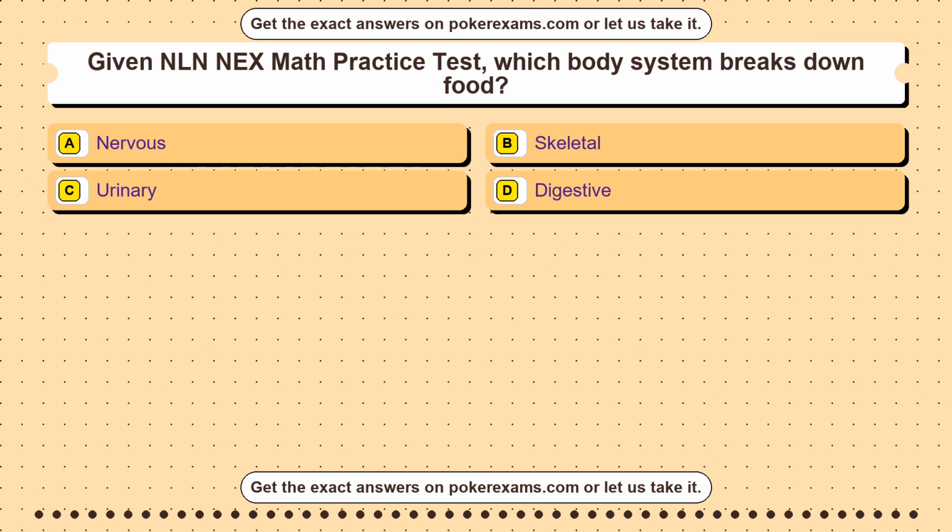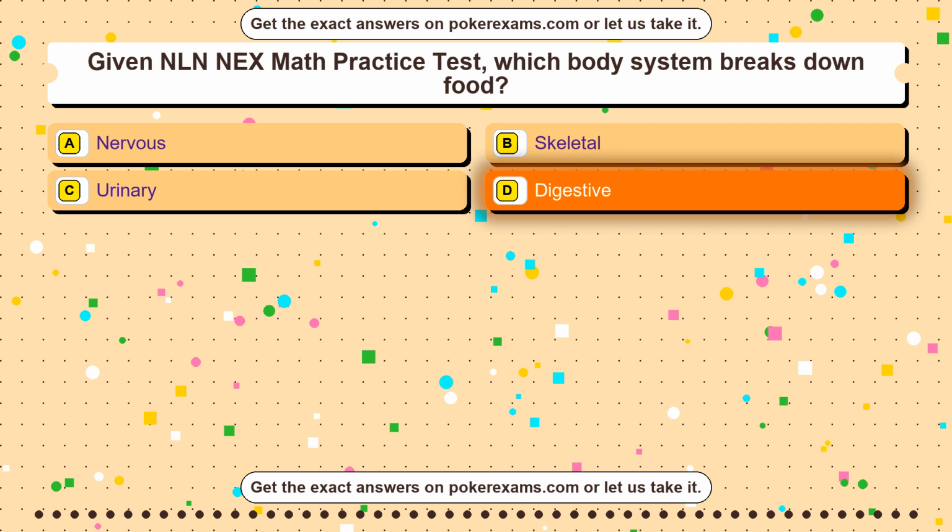Question 18. Given get inference practice, which paragraph part usually introduces the main point? Option A, citation page. Option B, footnote. Option C, page number. Option D, topic sentence. The correct answer is option D.